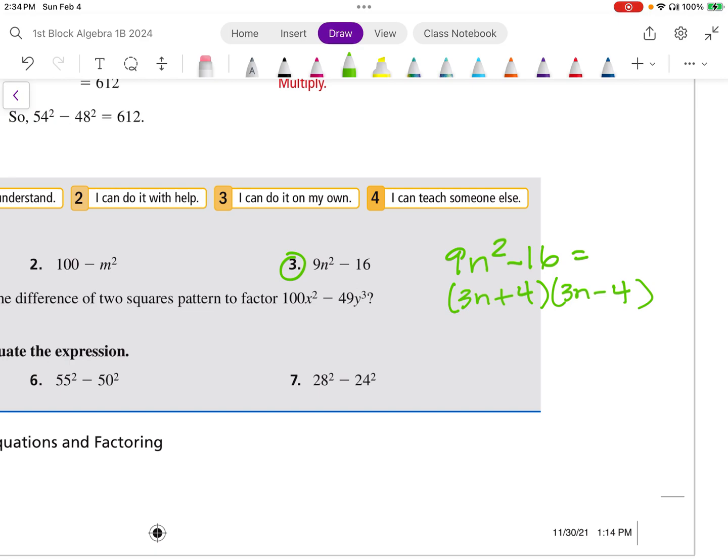Difference of squares. You're looking for a binomial, two terms. You're looking for subtraction, and you're looking for both terms to be perfect squares.